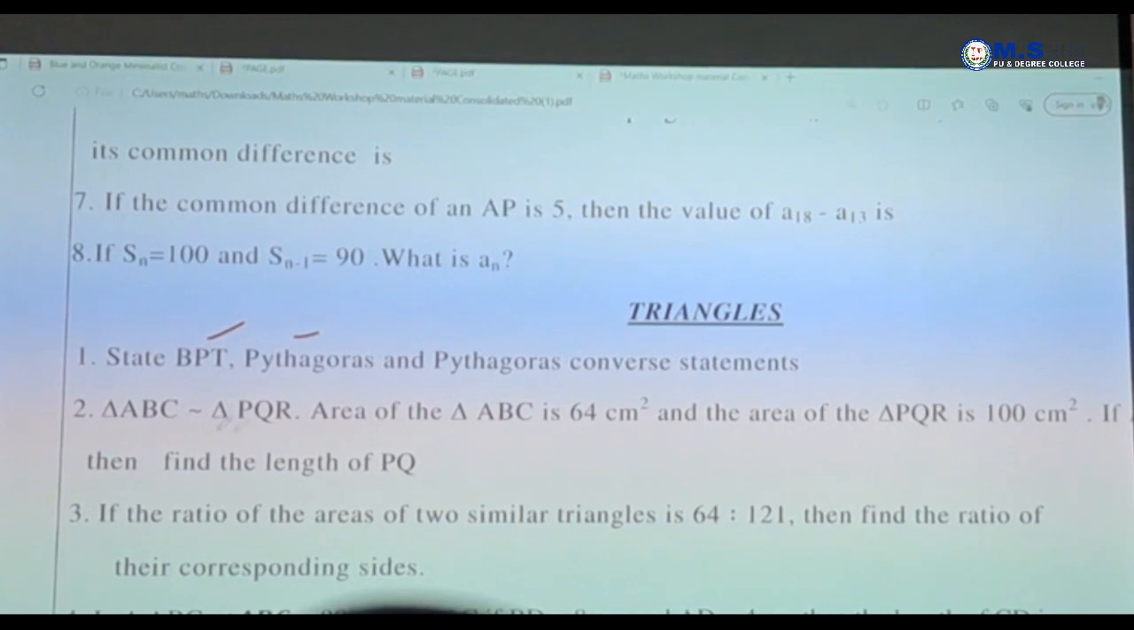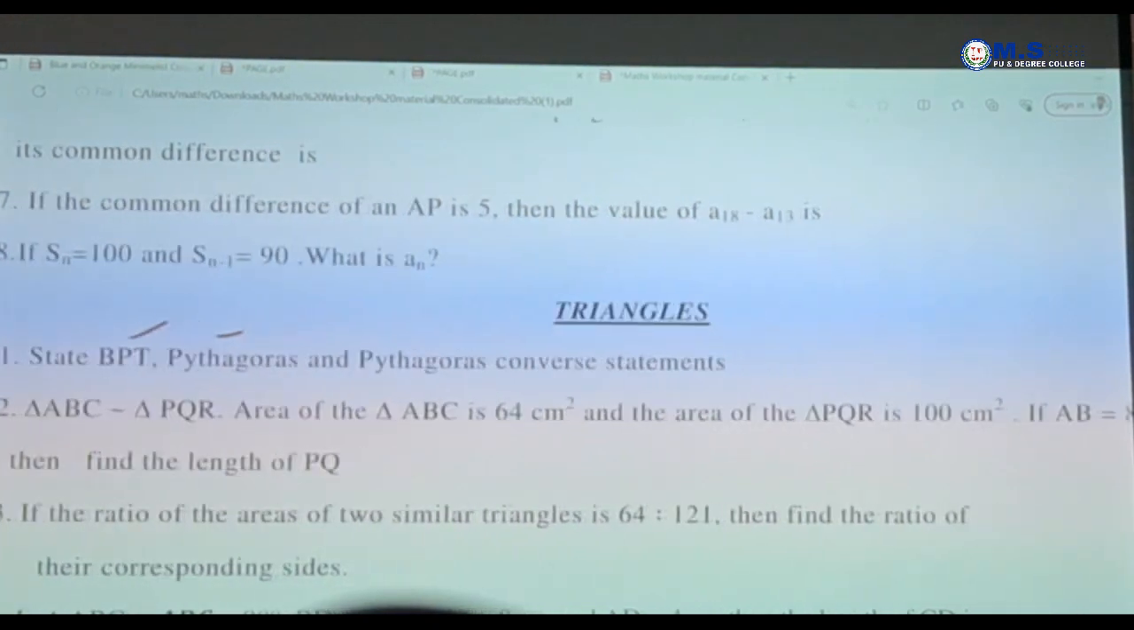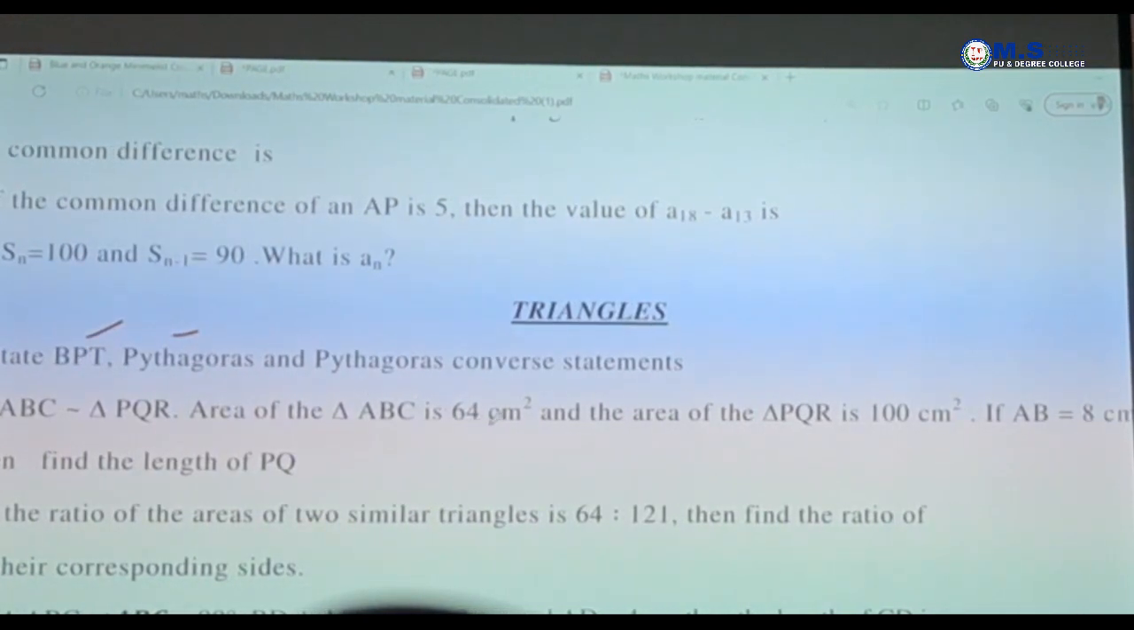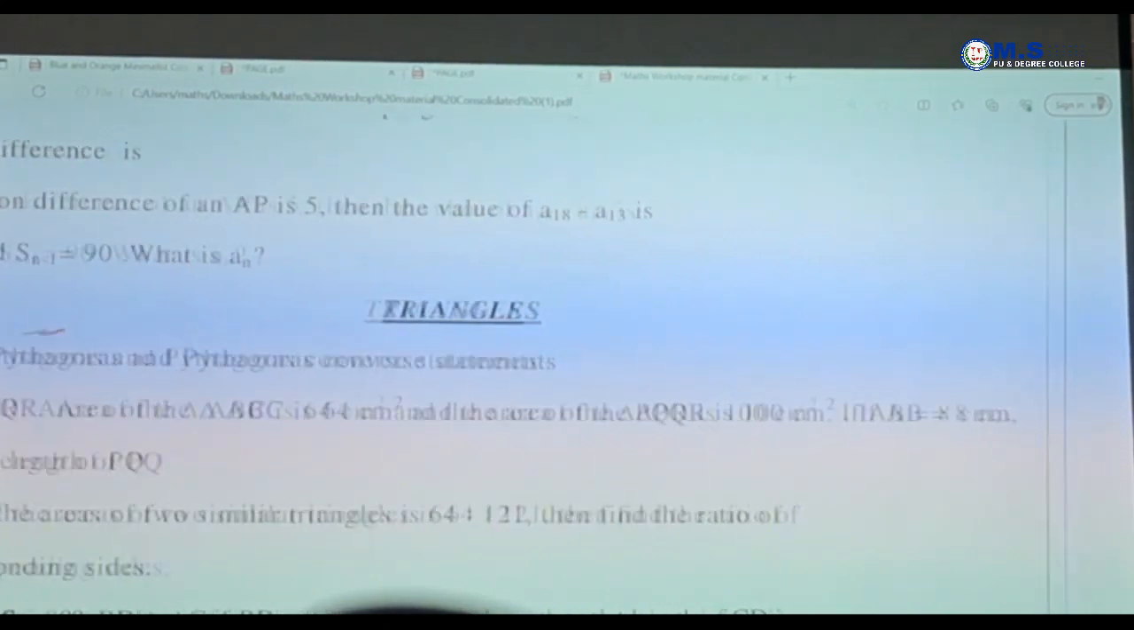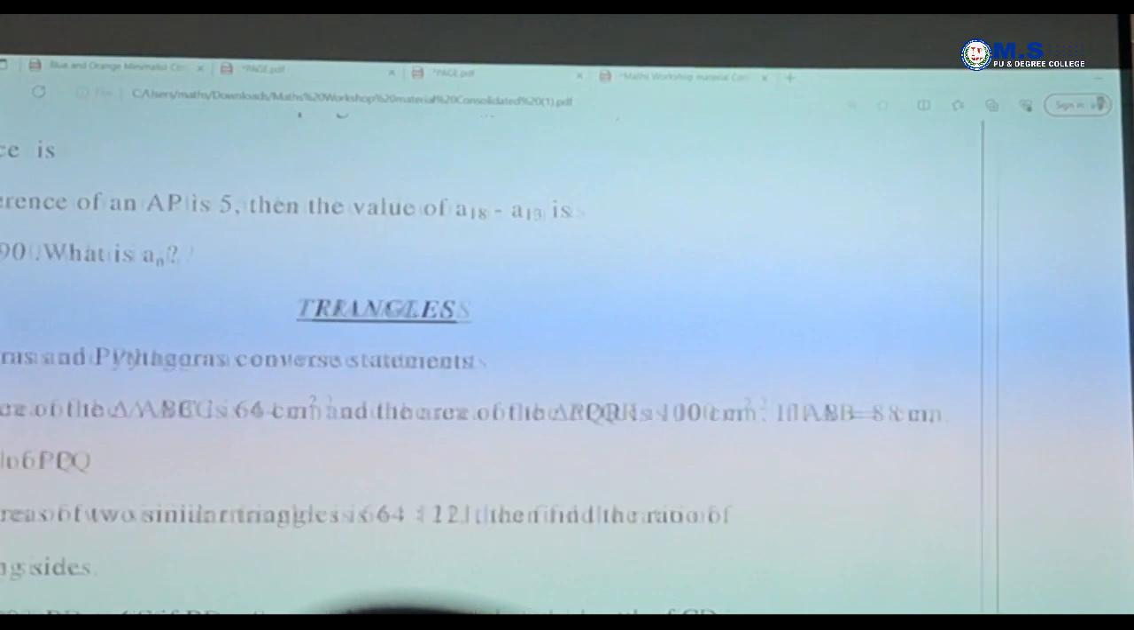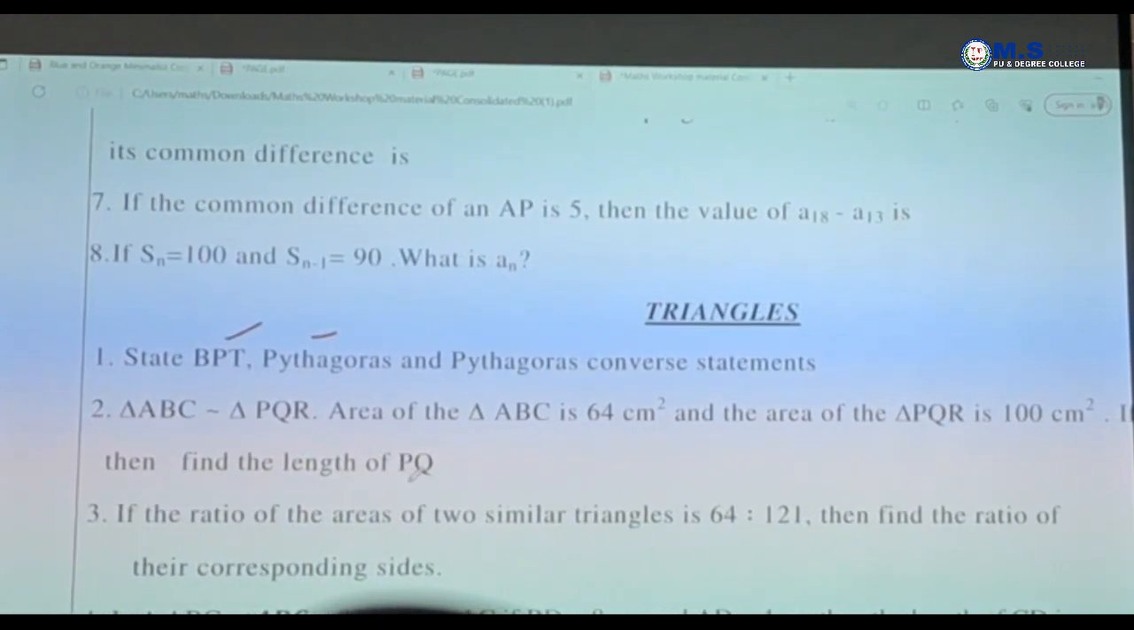Triangle ABC is similar to triangle PQR. If the area of triangle ABC is 64 centimeters square and triangle PQR is 100, if one of the sides is 8, what is the other side? 10. See, these kinds of questions we can directly answer. In the examination, you should not waste time by writing the steps. You can directly write the answer and you get 1 mark. Okay?